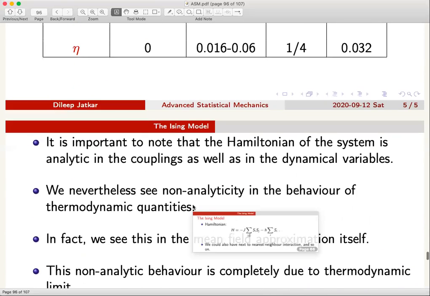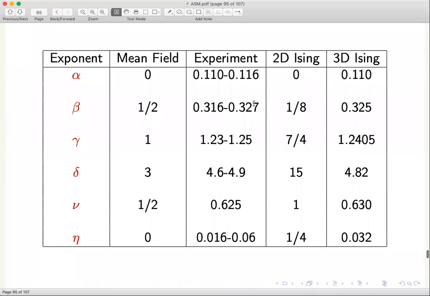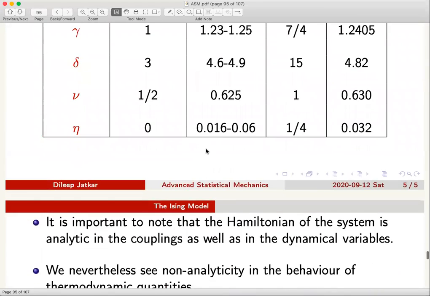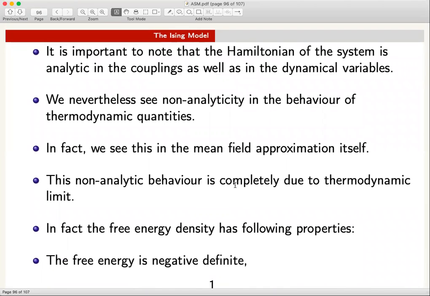Now, one important thing that we should remember before we dismiss the mean field theory is that the Hamiltonian that we have written down for the system is analytic both in the couplings as well as in the dynamical variables. By that I mean that the couplings appear in the Hamiltonian with positive integer powers, and the dynamical variables appear like that as well. There is no dynamical variable sitting in the denominator, or appearing as some square root or stuff like that.